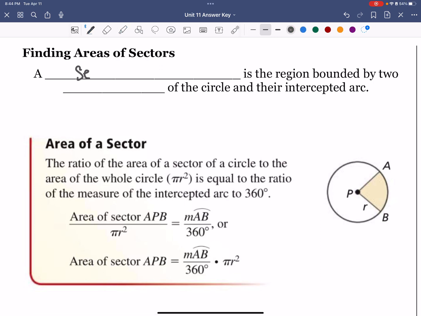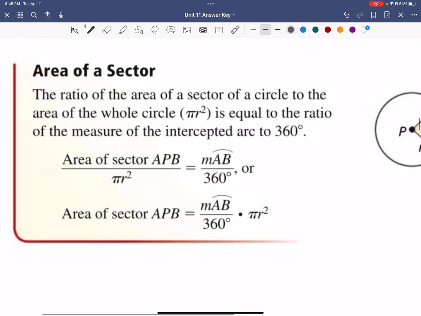A sector is the region bounded by two radii of the circle and their intercepted arc. Essentially, if I have a pie, one piece of pie would be a sector of my entire pie. And I want to find the area of how much pie I'm actually eating of one piece.